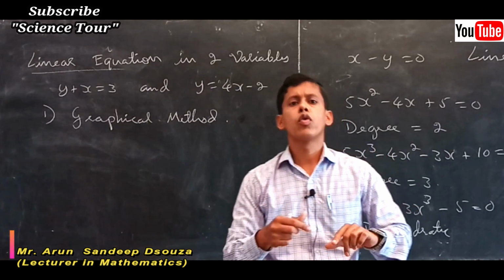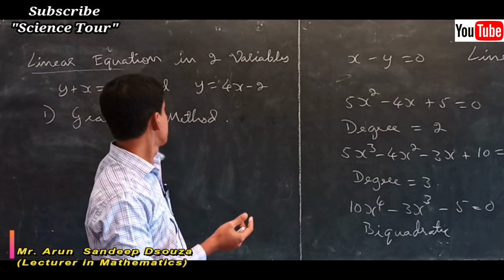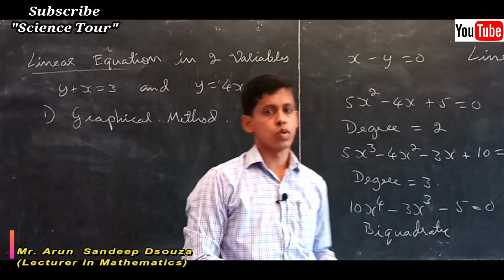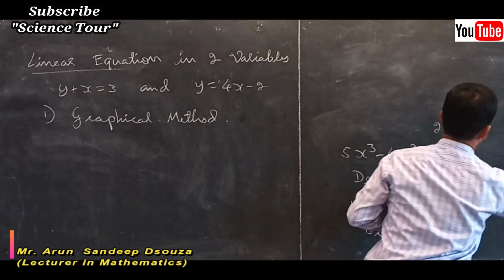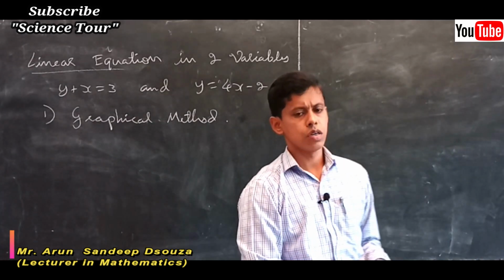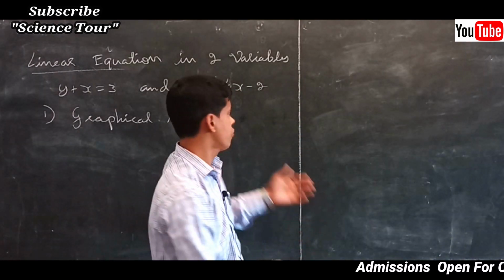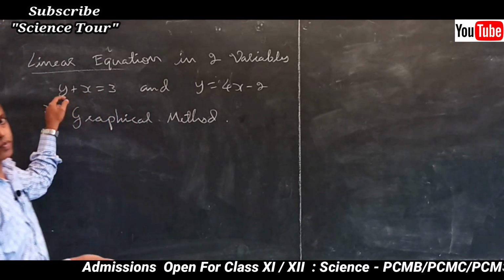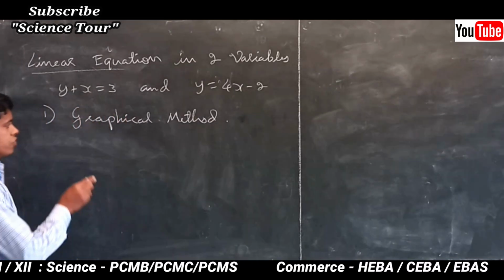Before going to the second method, what is the meaning of this graphical method and how do we solve this linear equation? I am sure you have learnt in your previous classes how to plot the graph of an equation. So, you have the y coordinate, you have the x coordinate. We will get some values for this.